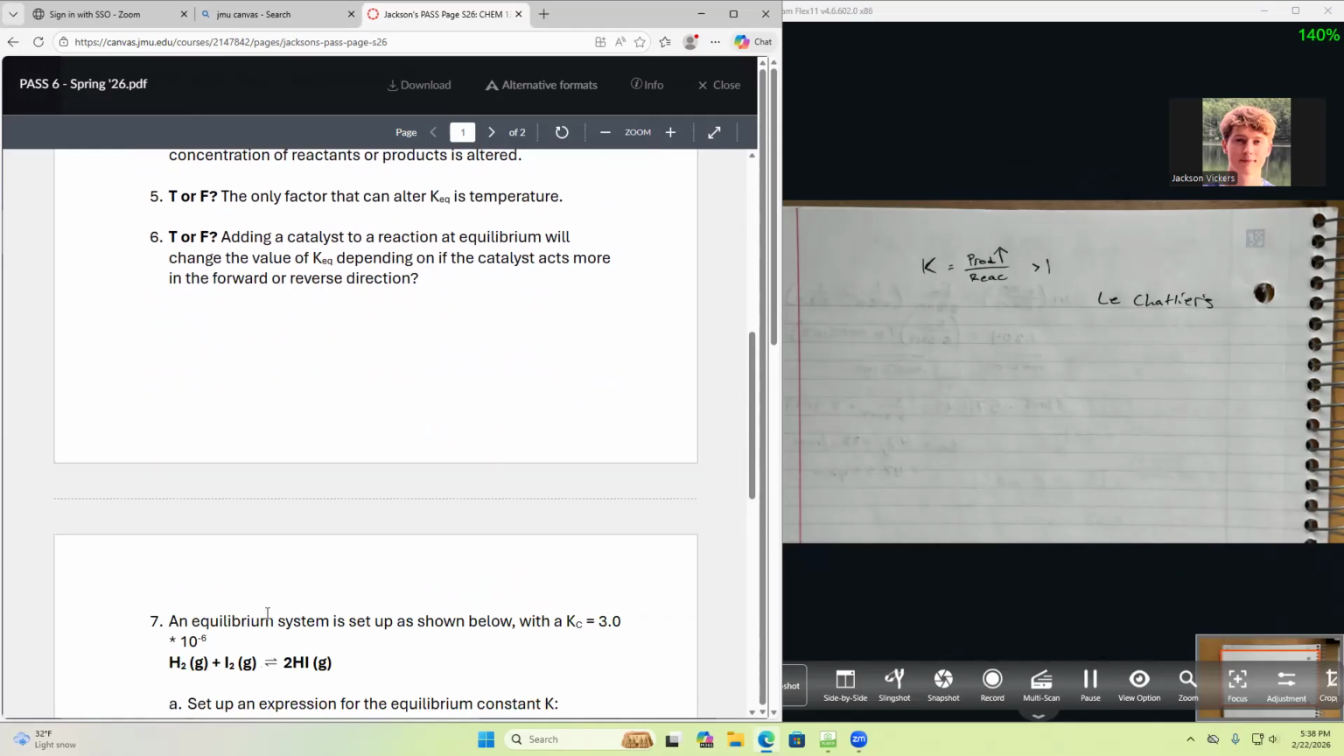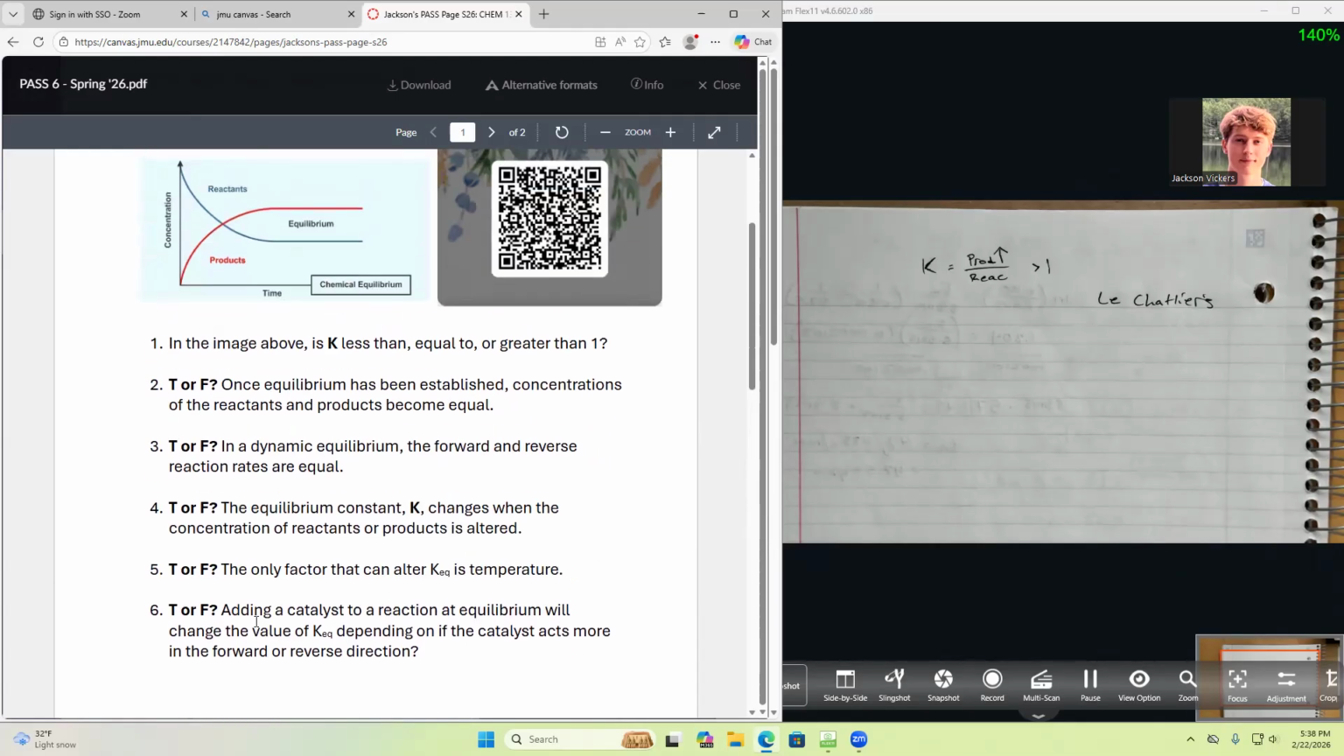All right, last one of the true or false is that adding a catalyst to a reaction at equilibrium will change the value of KEQ depending on if the catalyst acts more in the forward or reverse direction. This one's also false. The wording here, I made purposefully tricky. Basically, a catalyst is going to act always on the forward and reverse reaction equally. So it's not going to favor one or the other.